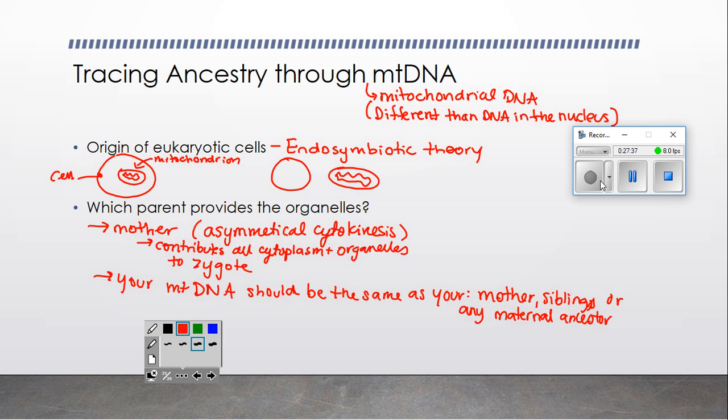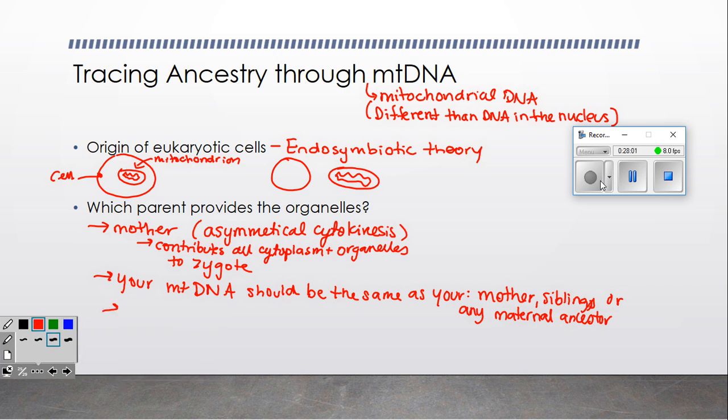So your mitochondrial DNA should match your mother's, which should match your grandmother's, which should match your great-grandmother's. If you were to follow mothers in a line, they should have the same mitochondrial DNA. Now, your father's mitochondrial DNA should match his mother's, but it won't match yours because fathers aren't passing on their mitochondrial DNA. So we can use the number of changes to mtDNA sequence to determine ancestry.